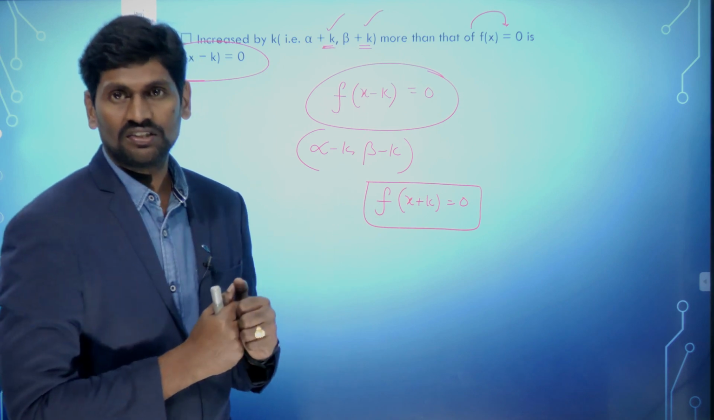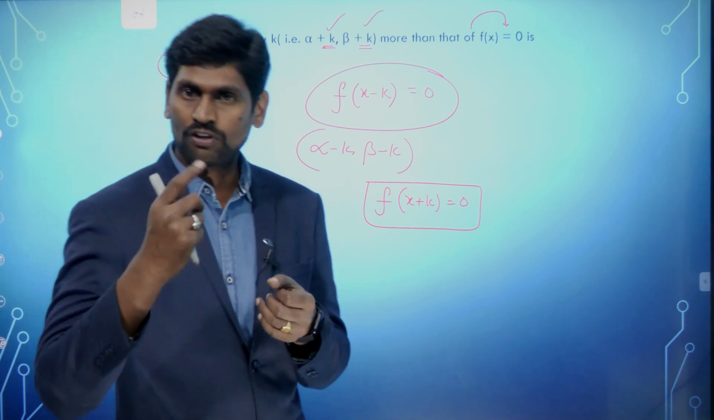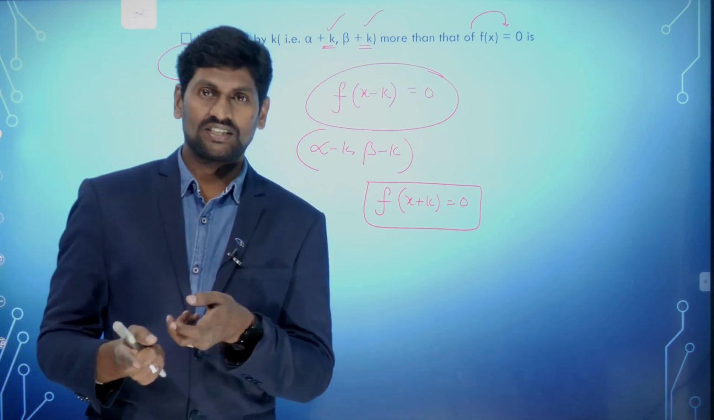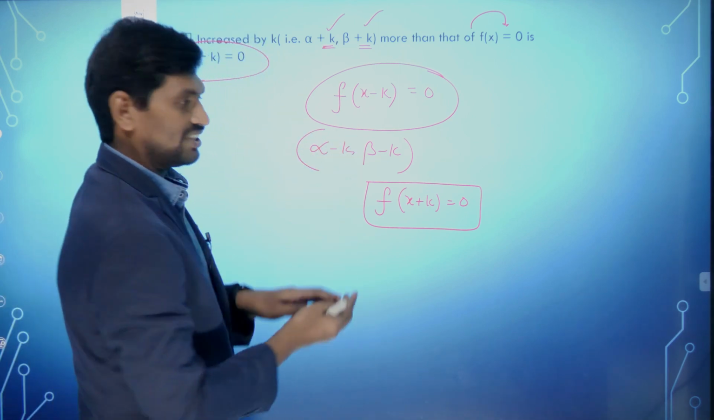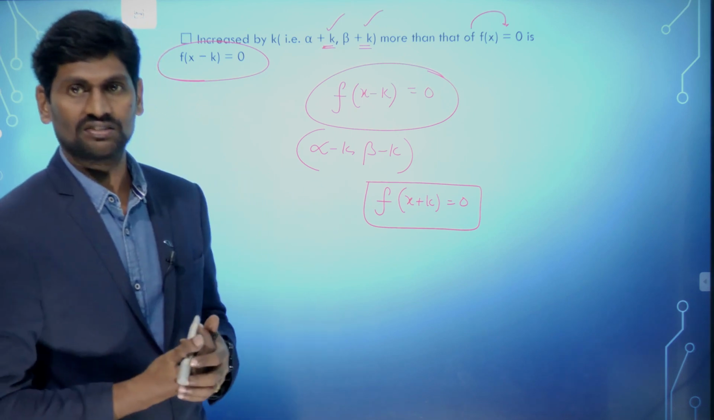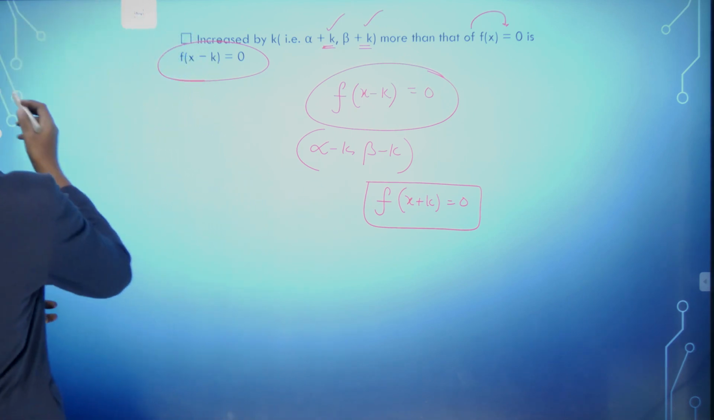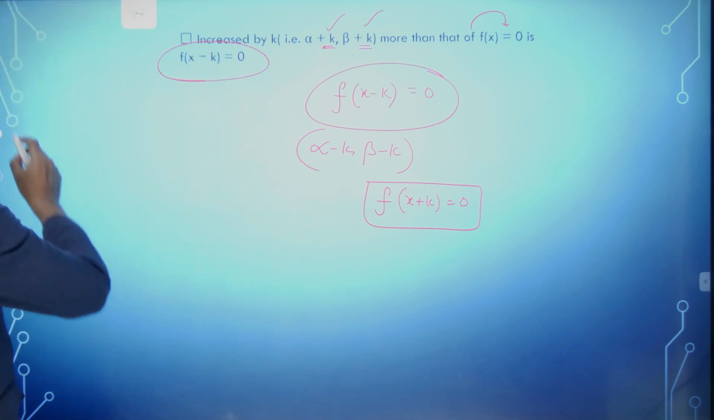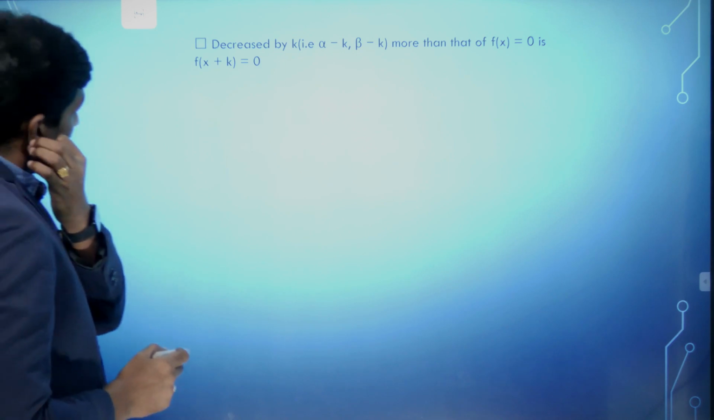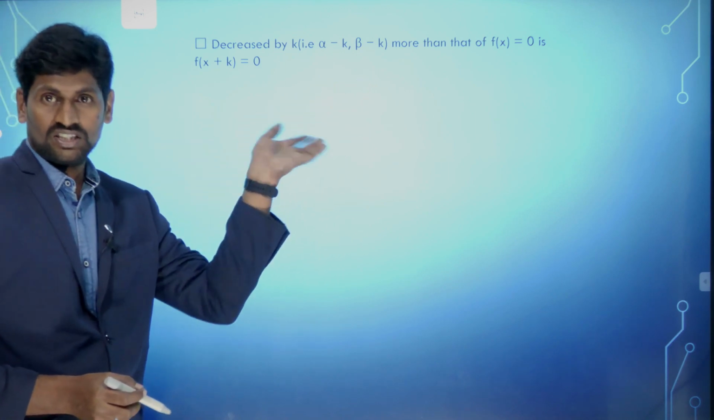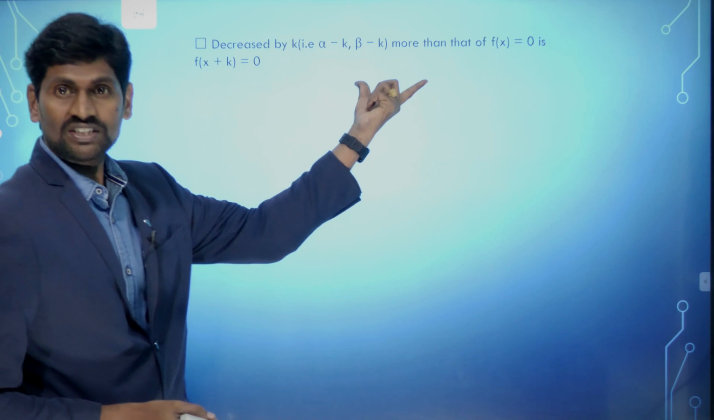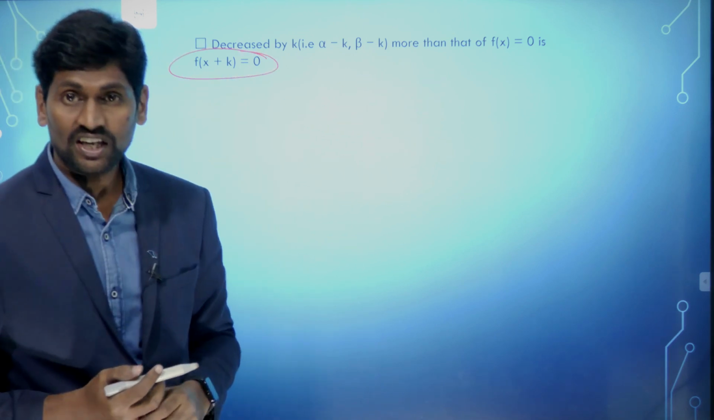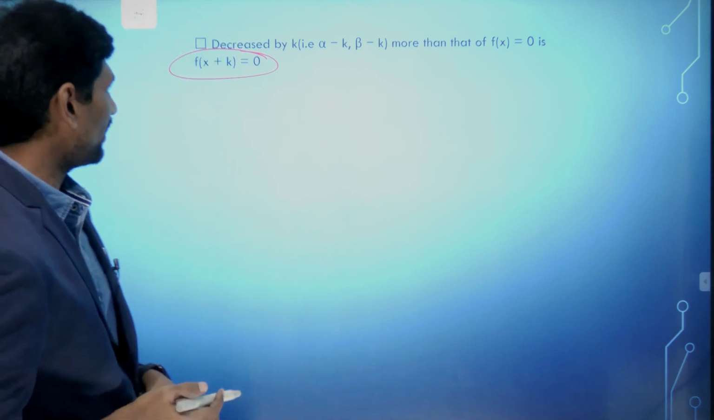Symbols are different. But 1 by alpha, 1 by beta, f of 1 by x. Minus alpha, minus beta, f of minus x. But only these two conditions we are taking in reverse order. That is depending on the factor theorem actually. Don't be confused. This one we have discussed earlier. Alpha minus k, beta minus k are roots. Then the equation is f of x plus k equal to 0.